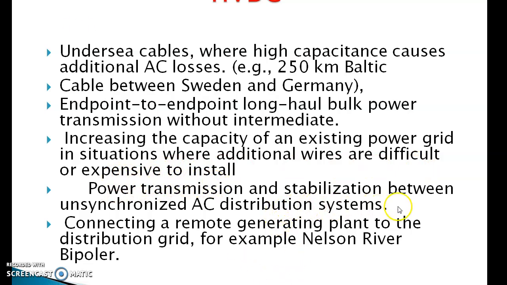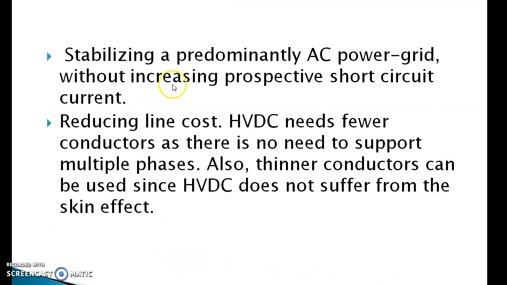Power transmission and stabilization between unsynchronized AC distribution systems. Connecting a remote generating plant to the distribution grid, for example, Nelson River bipolar. Stabilizing a predominantly AC power grid without increasing prospective short circuit current. Reducing line cost, HVDC needs fewer conductors as there is no need to support multiple phases. Also, thinner conductors can be used since HVDC does not suffer from the skin effect.